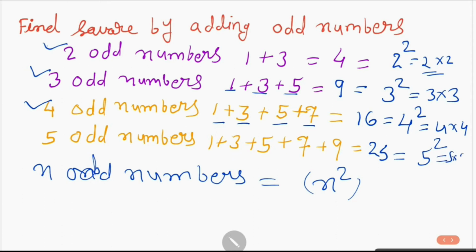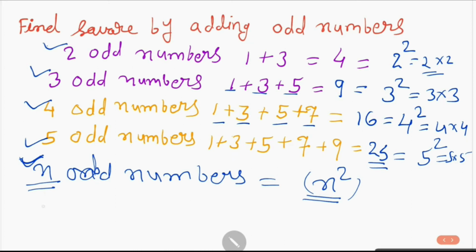So we are adding here 5 odd numbers from 1 to 9 consecutively: 1, 3, 5, 7, 9. So we get 25, and 25 is the square of 5. So if we add n odd numbers, then the answer will be n squared. So this is the result.